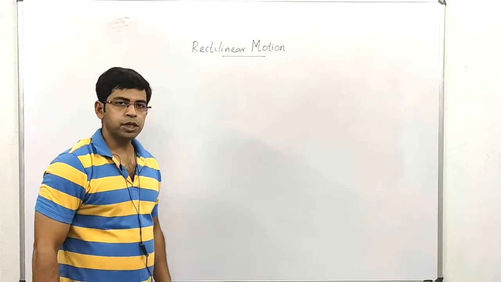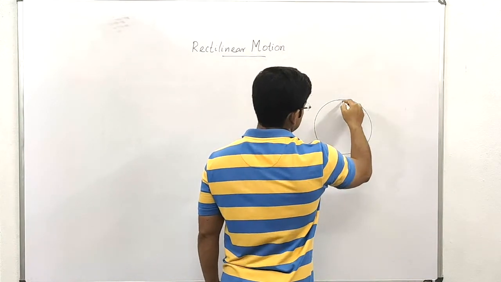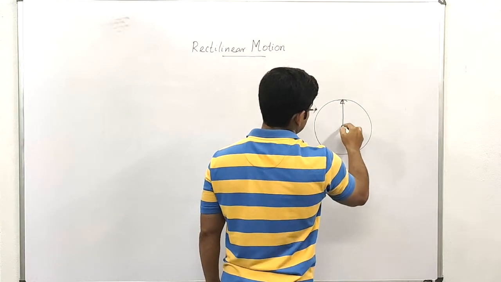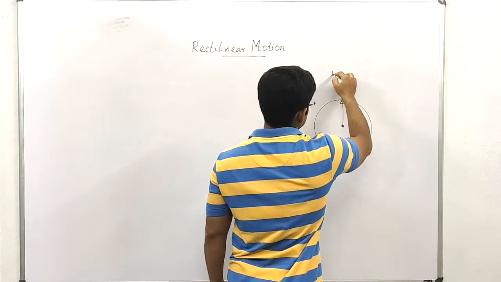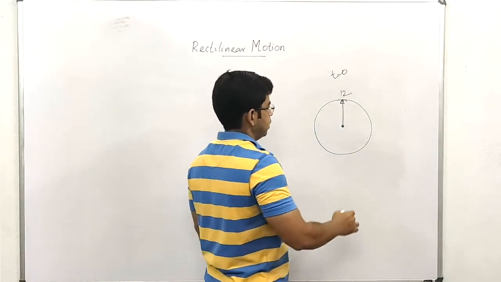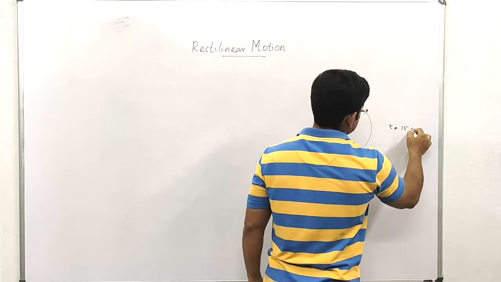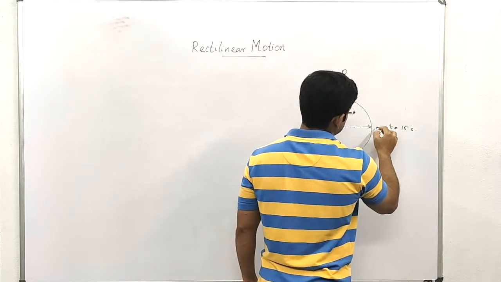As another example of displacement, let us consider the motion of a seconds hand in a wall clock. Say at t equals to 0, the seconds hand is at 12. At t equals to 15 second, the seconds hand will be at 3.